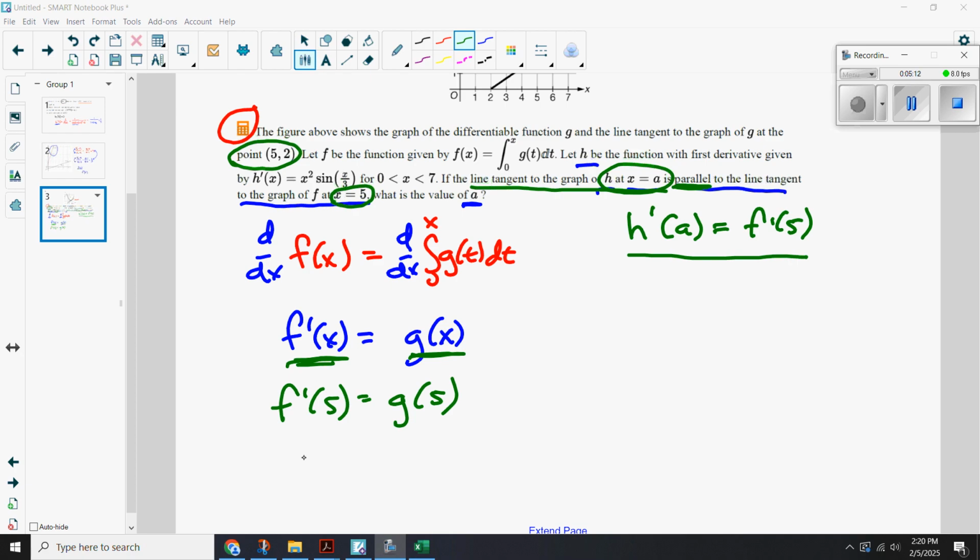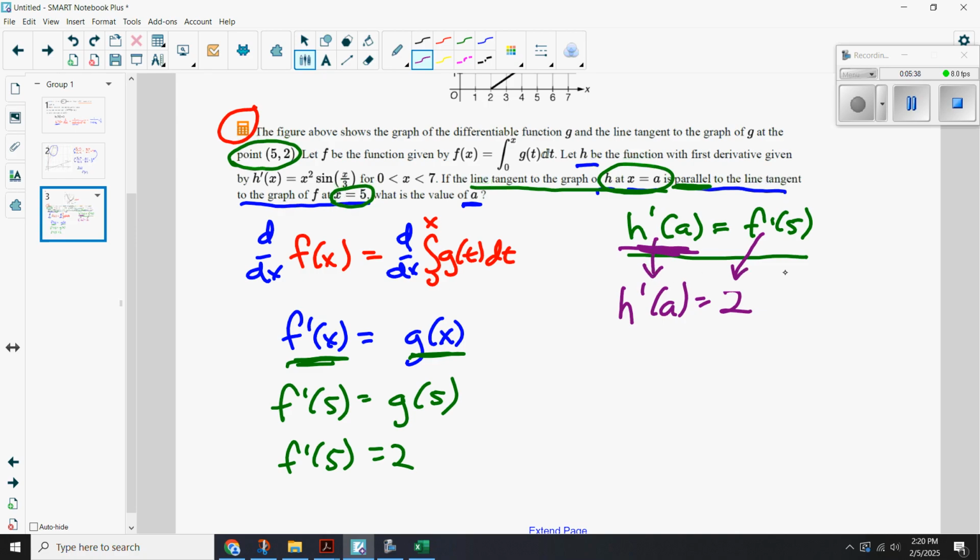So I know that f prime of 5 is equal to 2, which also tells me that h prime of A is equal to 2, because f prime of 5 is 2. I hope you can see that.